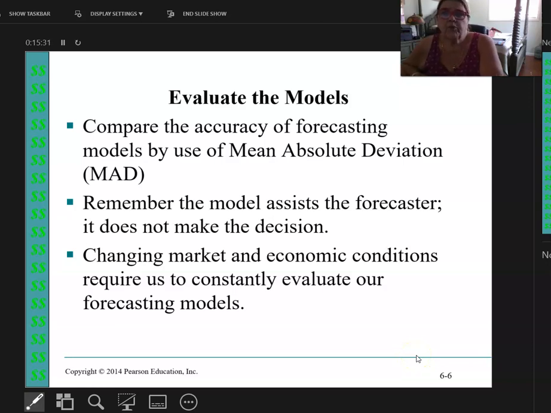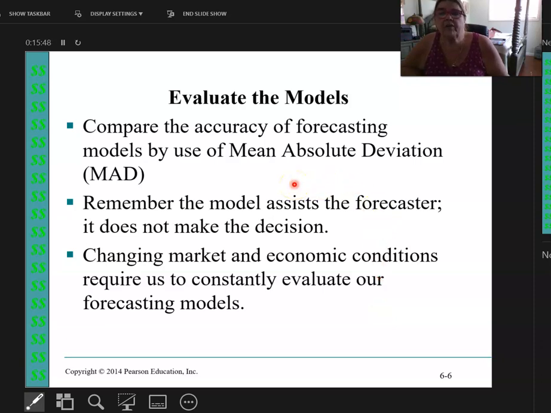Okay, we're going to continue with chapter 6, evaluating the models and figuring out which one we're going to choose. This chapter has some formulas and terms in it that might make you pull your hair out. So just take it easy, relax, don't worry about it.